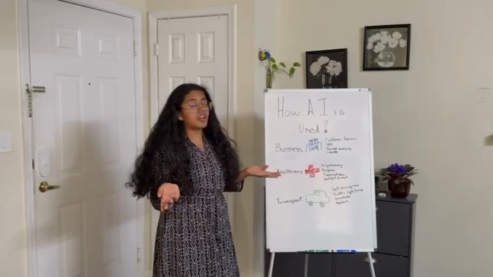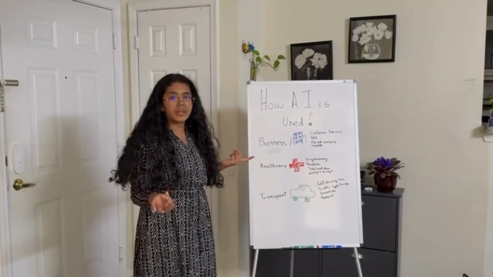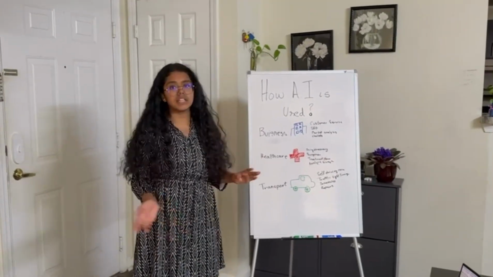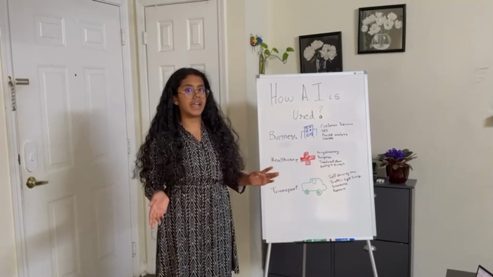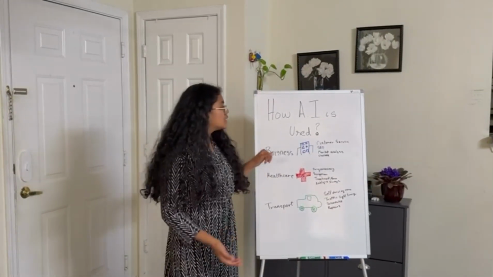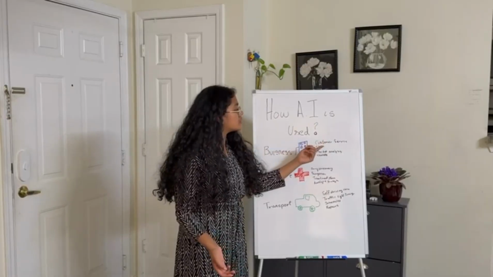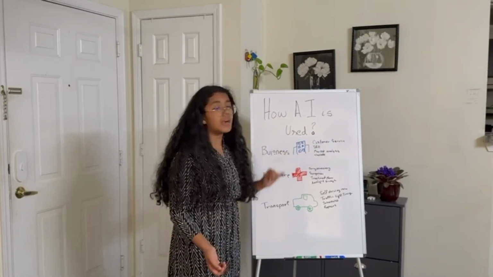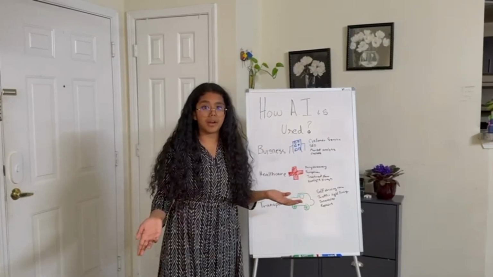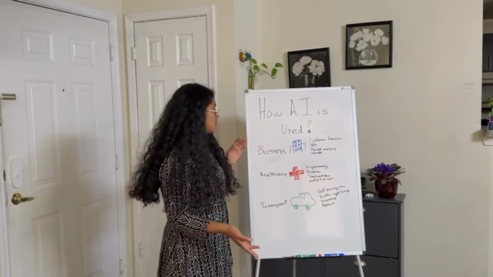Now, we're going to talk about how AI is used. On this whiteboard, I have 3 things kind of listed, but there are a lot of areas where AI can be used, but this is just a few of them. So in business, AI can be used in helping customer service, SEO, marketing analysts, and AI chatbots. These all optimize business processes.